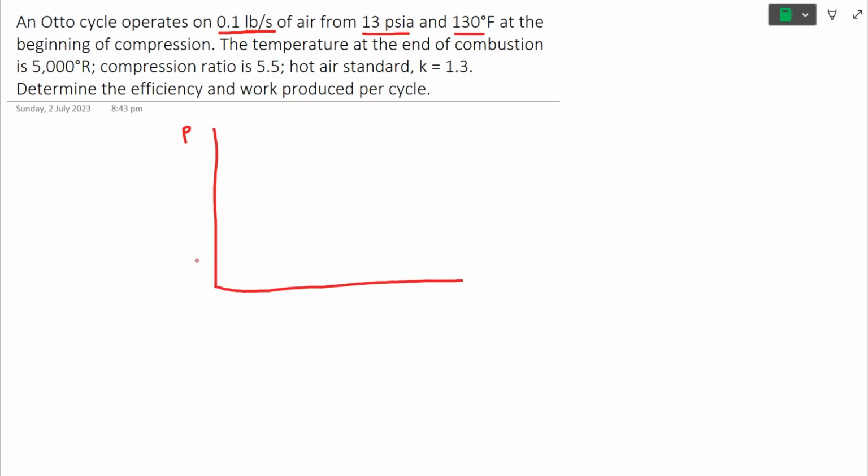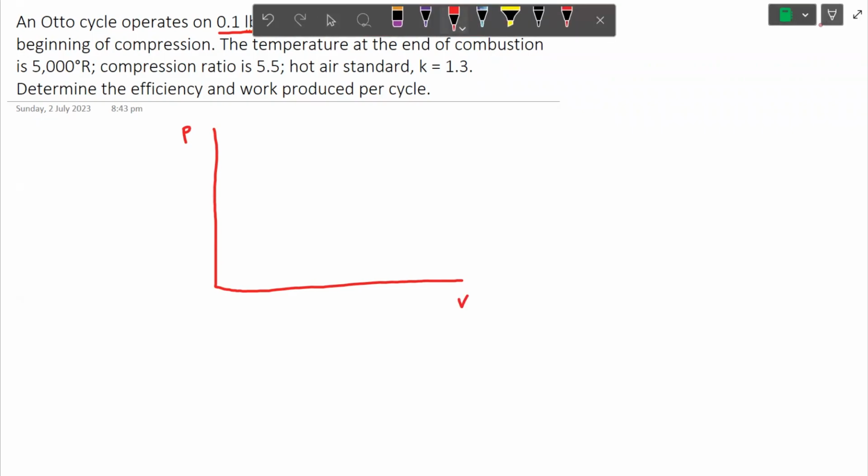Okay? Pasensya nyo na yung drawing ko, hindi talaga nagiging pantay. Okay? Ito, gamitin natin. So, you have point 1 here. You have point 2 here. And 3, 4.